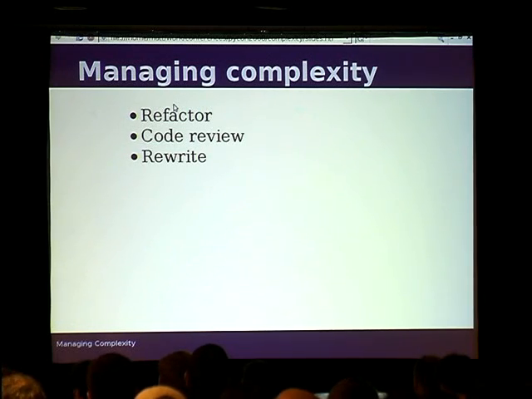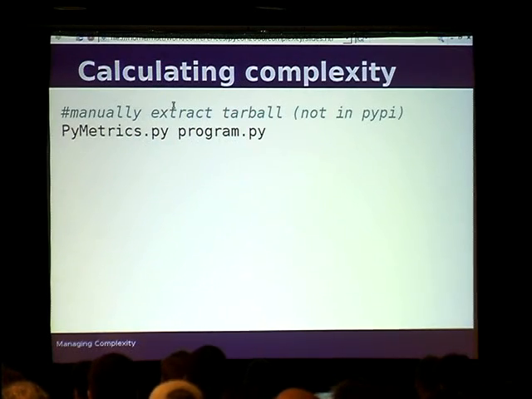So if you're actually managing complexity, then what do you do with it? You can use it to refactor. You can use it in your code review to tell someone their code is too complex. If you don't like looking at it, you can use it as an indication to rewrite code. And if you want to calculate complexity, there's this tool called PyMetrics, and it will do it for you. So you extract this tarball. It's not in PyPI, but then you just run PyMetrics on your program, and it will tell you how complex it is.